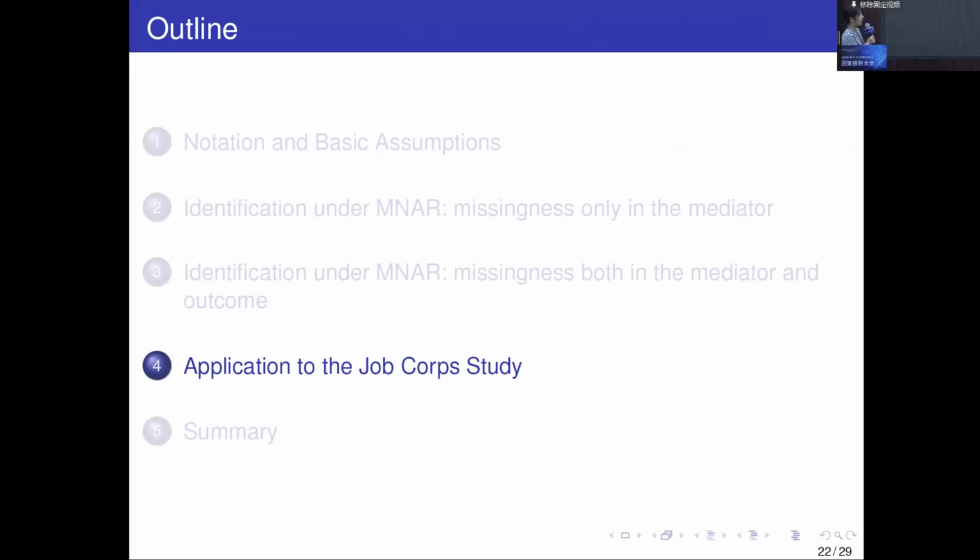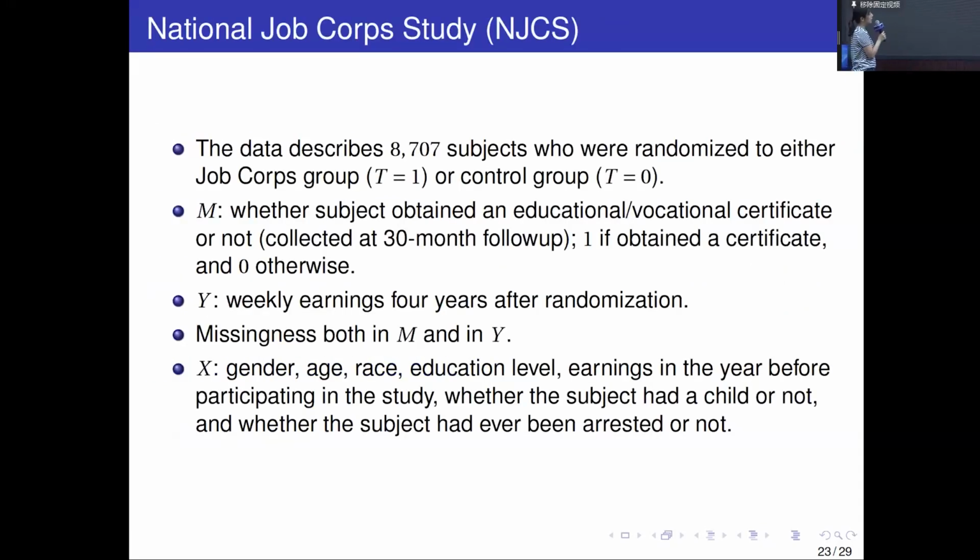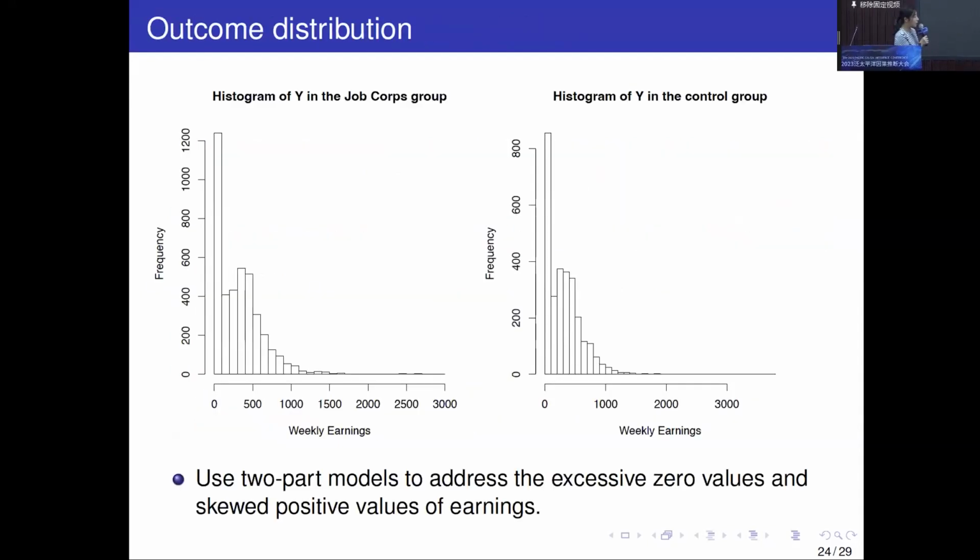Okay, now let me talk about the application results. The data contains about 8,700 subjects, and we've talked about the definition of M and Y. We have a lot of covariates that we can adjust for, which play the role of confounders between the M and Y relationship. And besides the missingness, another complication is that we have excessive 0 values. Our outcome is earning, with quite skewed positive values. So for our outcome model, we adopted 2-part models.